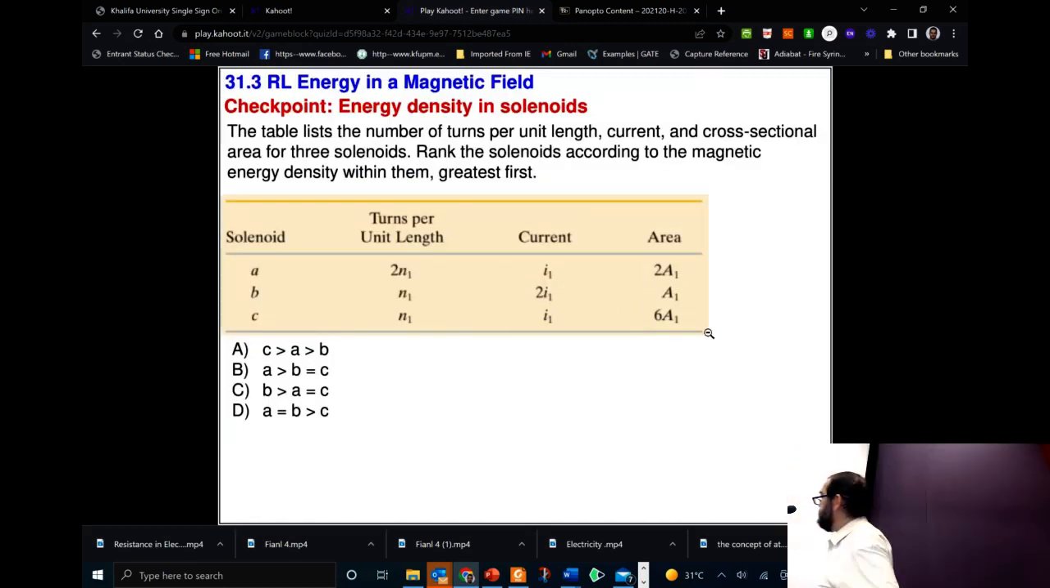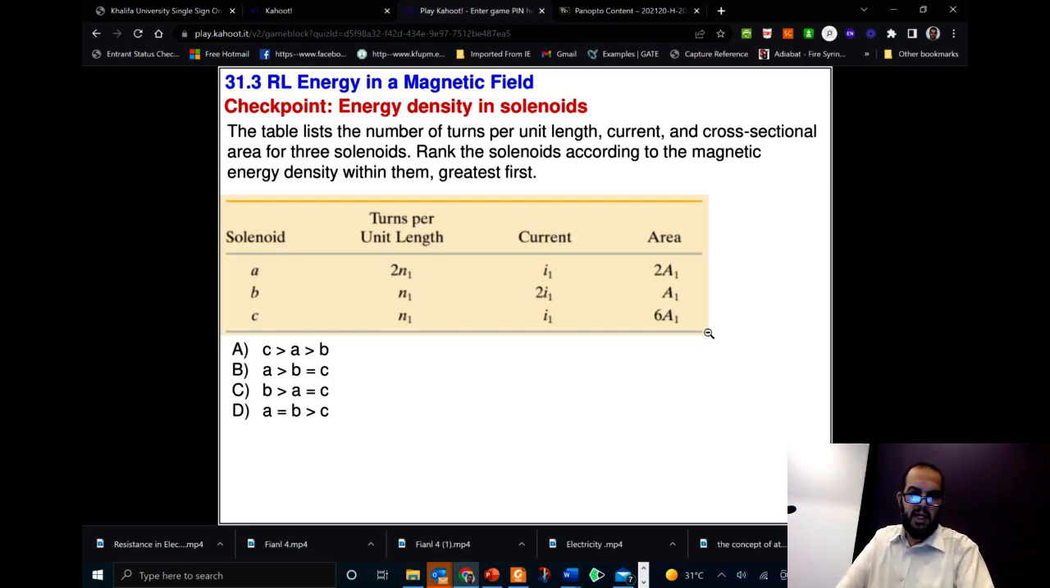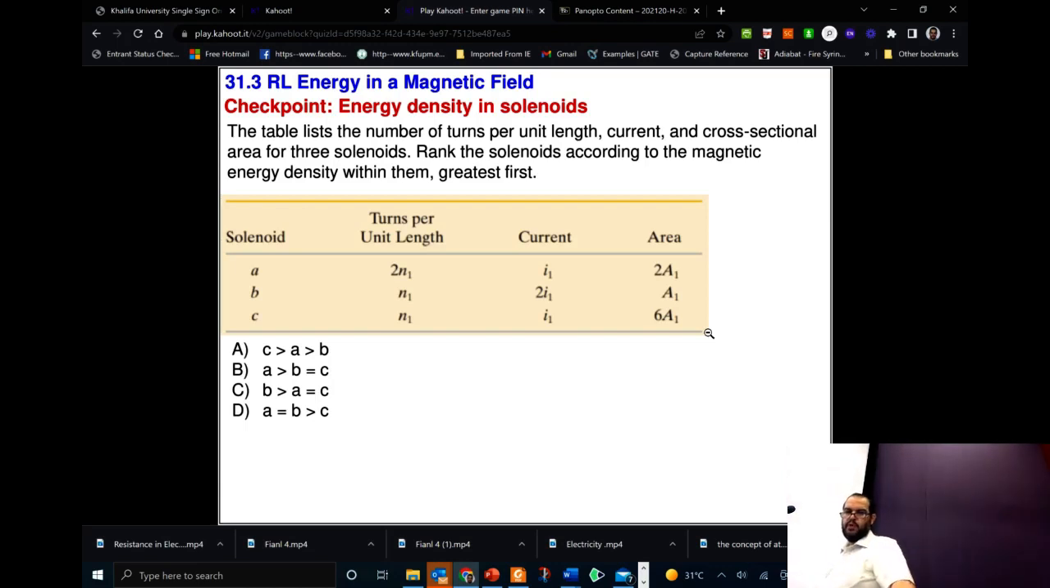So the table lists the number of turns per unit length, current, and cross-sectional area of 3 solenoids. Rank the solenoids according to the magnetic energy density within them, greatest first. Solenoid A has 2n1 turns per unit length, current I1, and an area of 2A1. B has n1 turns, 2I1 for the current, and so on. So I want you to rank the solenoids according to the magnetic energy density within them. One minute for this one.